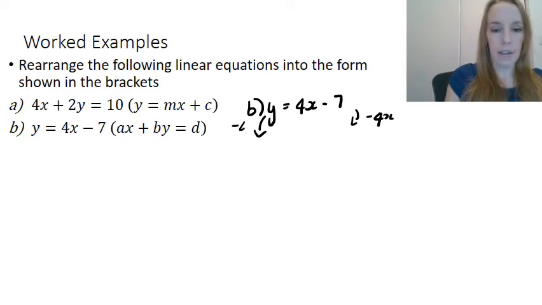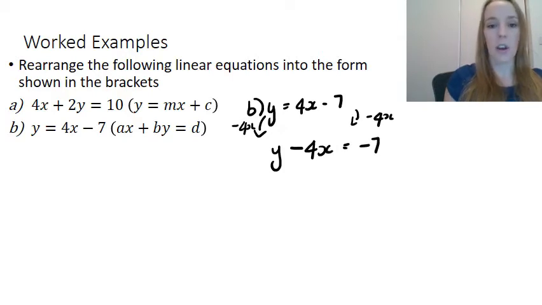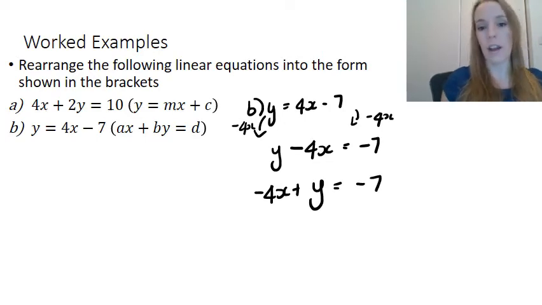Take 4x, take 4x. So y take 4x equals negative 7. That could be one way of doing it. So now I've got it in that same formula that it wanted us in, that ax plus by equals d. And again, you can rearrange it if you want to put the ax first. So yeah, 4x plus y equals negative 7. That could be one way of doing it. So now it's rearranged into that same formula.